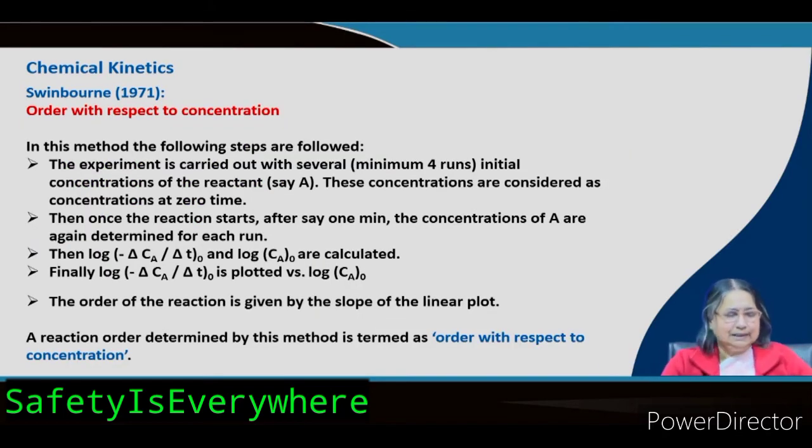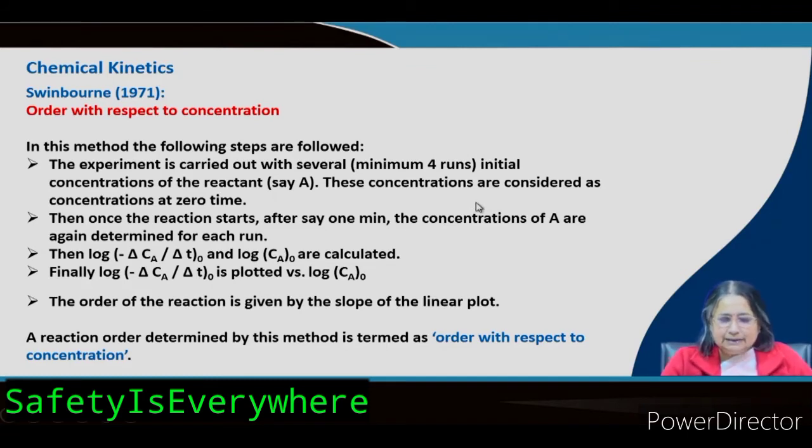Now, the other method was explained by the same person, Swinburne 1971, this is the order with respect to concentration. Now, what he has done here is that the experiment is carried out with several, minimum 4 runs, because to get a straight line we need some minimum number of points. What he has varied is the initial concentrations. So, 4 different experiments with different initial concentrations of A.